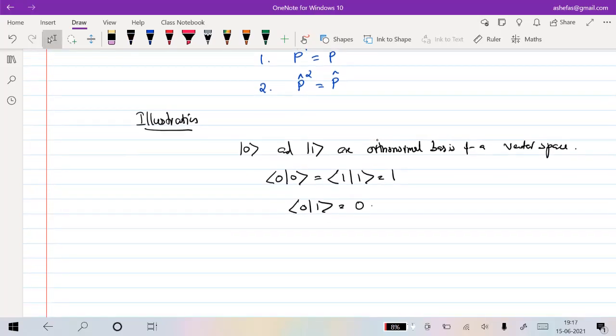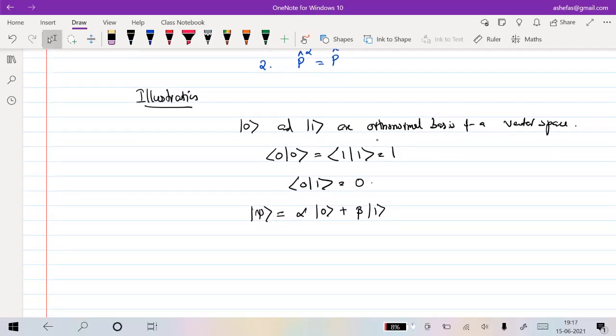Okay, now I can write any vector in that vector space. Suppose the vector psi can be written as alpha times vector 0 plus beta times vector 1. Since ket 0 and ket 1 are the orthonormal basis, we can expand any other vector in terms of ket 0 and ket 1. Now I can define a projection operator, the projection operator of ket 0, defined to be the outer product |0><0|.